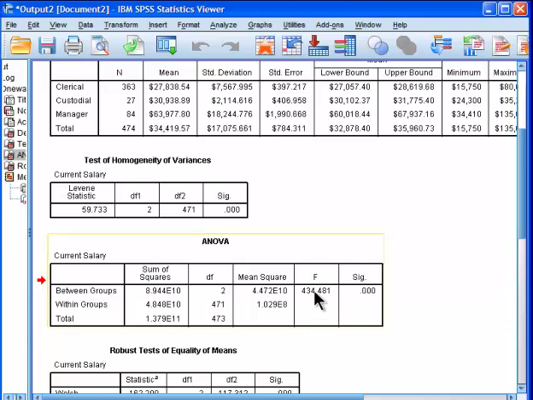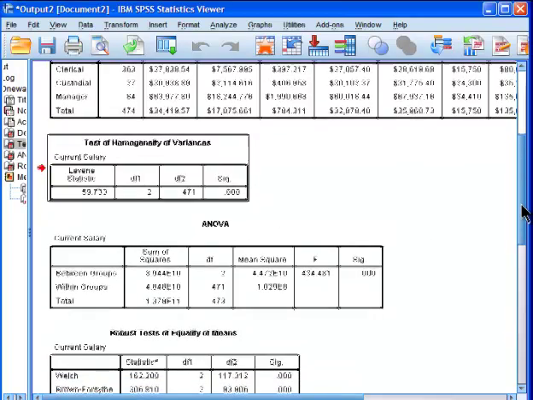In this case, the F value of 434.5 is statistically significant, p less than 0.001. But my test of homogeneity of variance is statistically significant, which is telling me that the variances within each group are statistically different from each other. At least this 18,000 is different from the 2,000. It could also be different from the 7. It's just saying that at least one comparison between the variances is statistically significant.